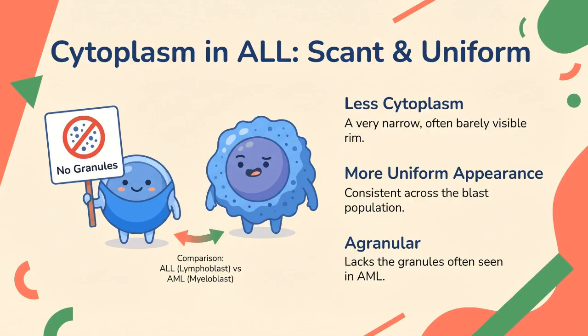Remember, the absence of Auer rods further reinforces the lymphoid lineage. So, when you're evaluating blasts, pay close attention to the amount and consistency of the cytoplasm. These features are crucial for differentiating between ALL and AML. This leads us directly into a more direct comparison of AML and ALL.